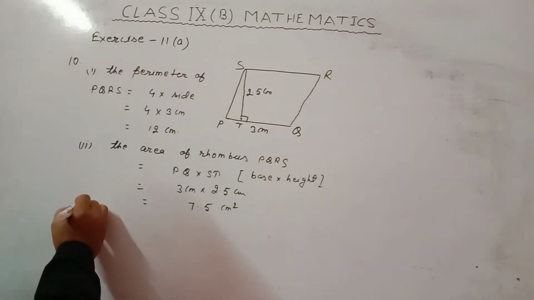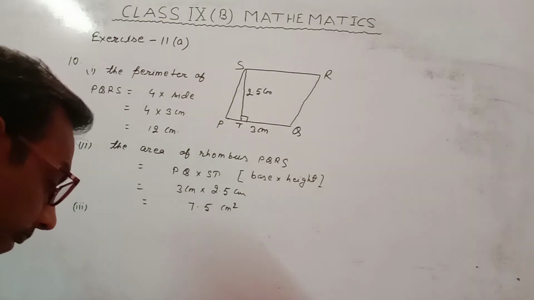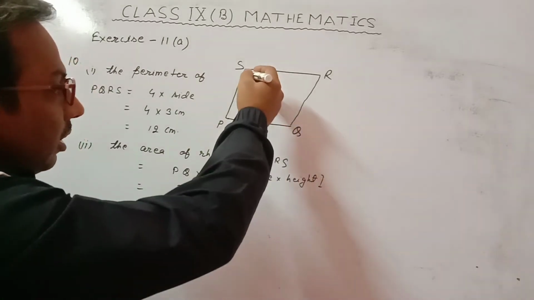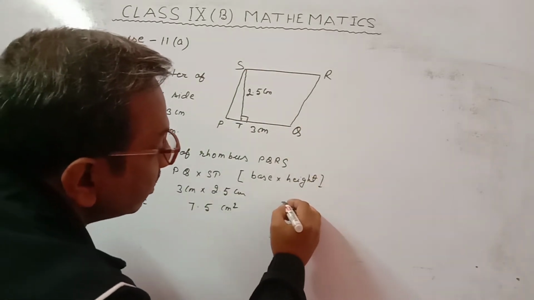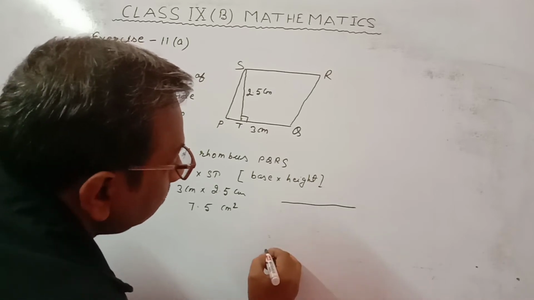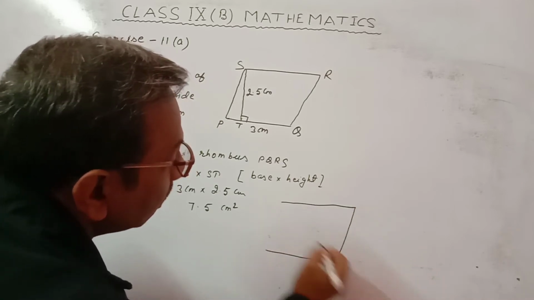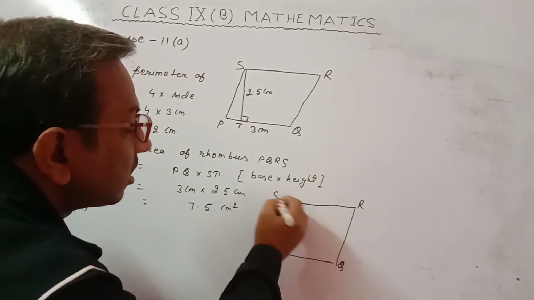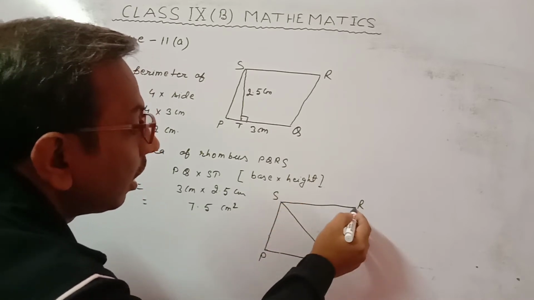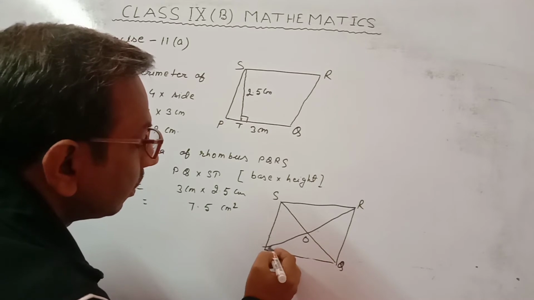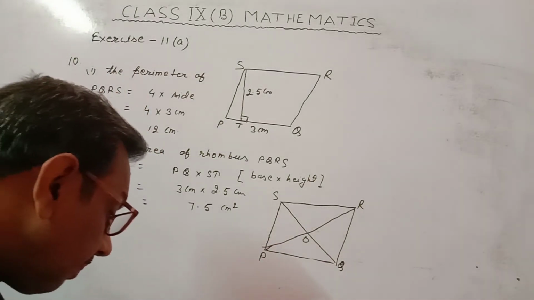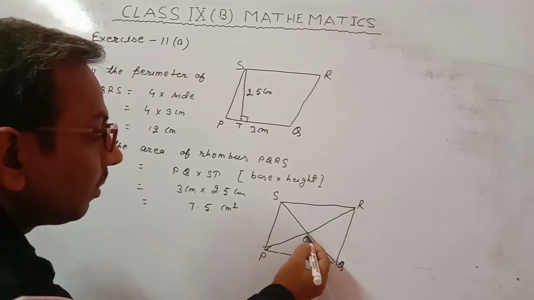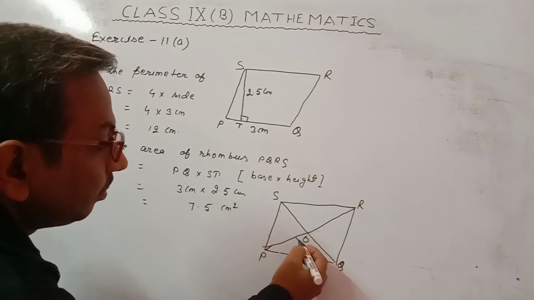Now Roman number 3. In this question, if the diagonals cut at O, there are two diagonals. For this question I draw the separate diagram. This is rhombus PQRS. Two diagonals cut each other at O. Then state the size of angle POQ. How much will be this angle POQ?